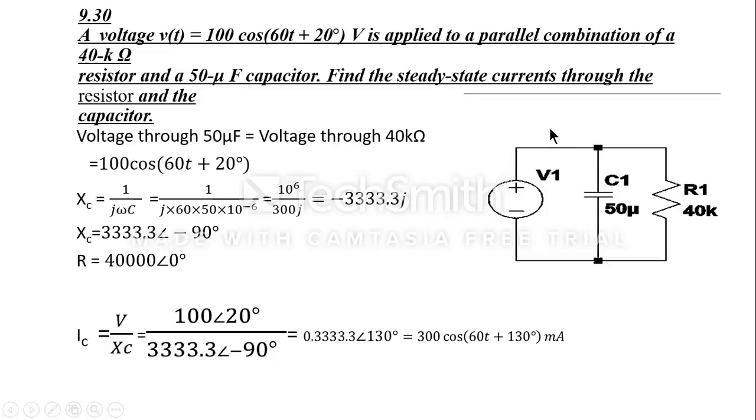Now, the current through the capacitor is given by the formula voltage by the capacitor impedance, which is equal to 100 with a phase angle of 20 degrees by 3333.3 with a phasor angle of minus 90 degrees. It gives a value of 30 cos(60t + 110 degrees) milliampere. Similarly, the current through the resistor can be found using the formula V by R, where R is the resistance, which gives the value 2.5 with a phasor angle of 20 degrees.